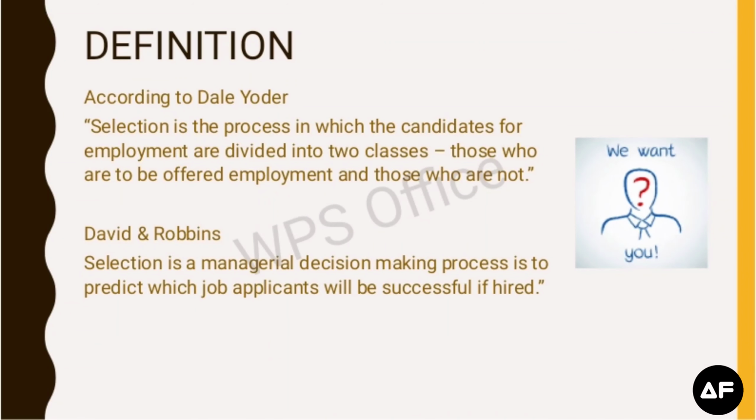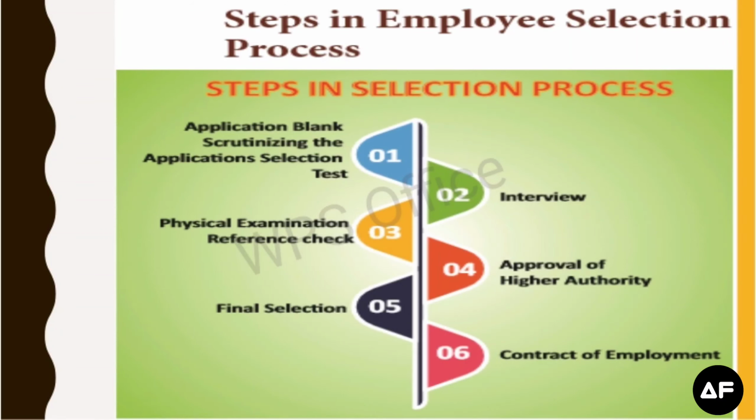The definition of selection is given in simple words by Dale Yoder and by David and Robinson. Dale Yoder has said that selection is a process in which the candidates for employment are divided into two classes: those who are to be offered an employment and those who are not. Whereas David and Robinson have said that selection is a managerial decision-making process to predict which job applicant will be successful if hired.